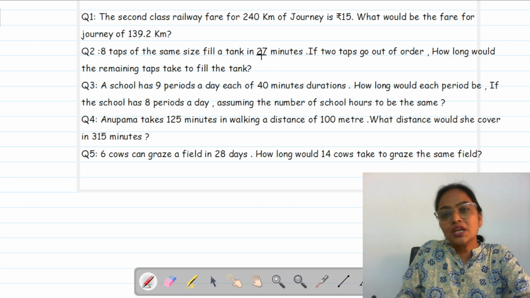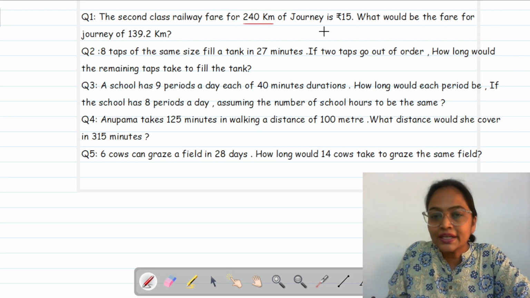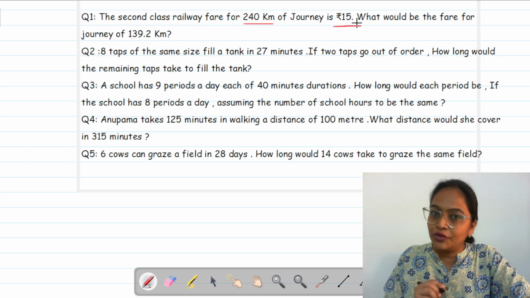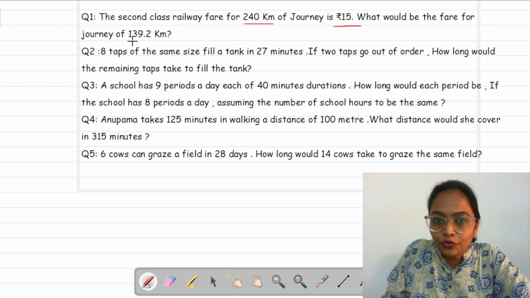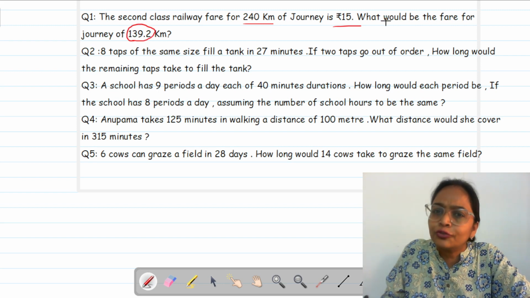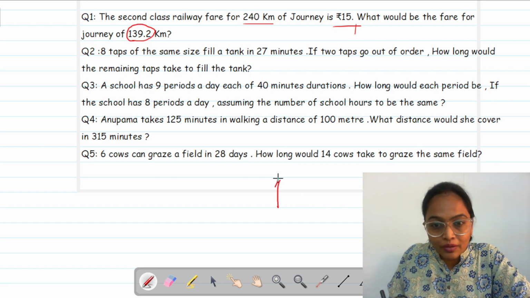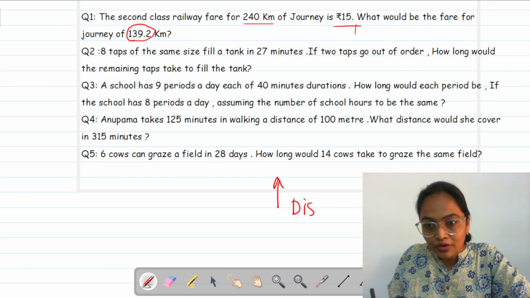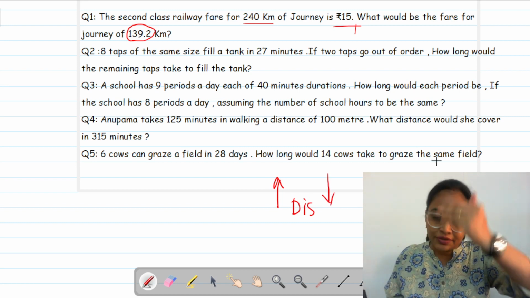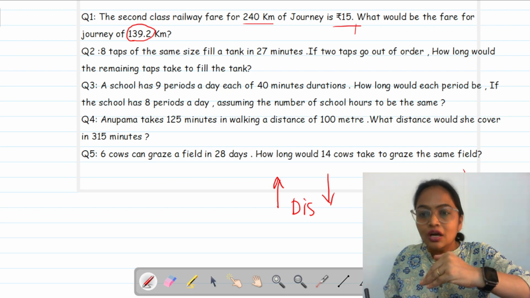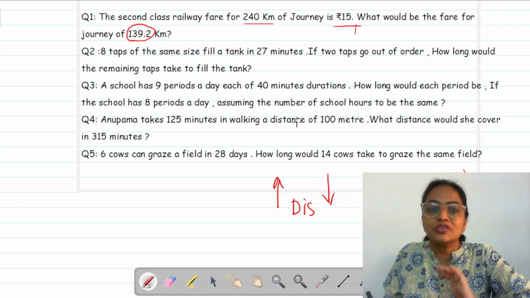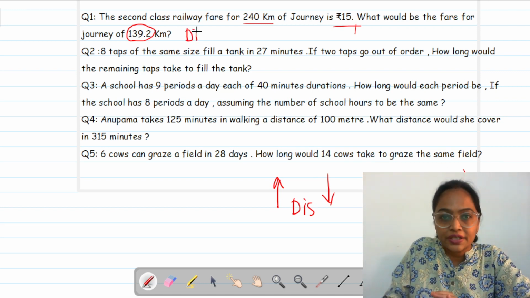Now if you see 240 kilometers, the fare is 15 rupees. Here the distance is less, so definitely the fare will decrease. That means when there is more distance, there is more fare. Now if distance decreases, definitely the fare will decrease, right? So this is the case of direct variation. Understood?